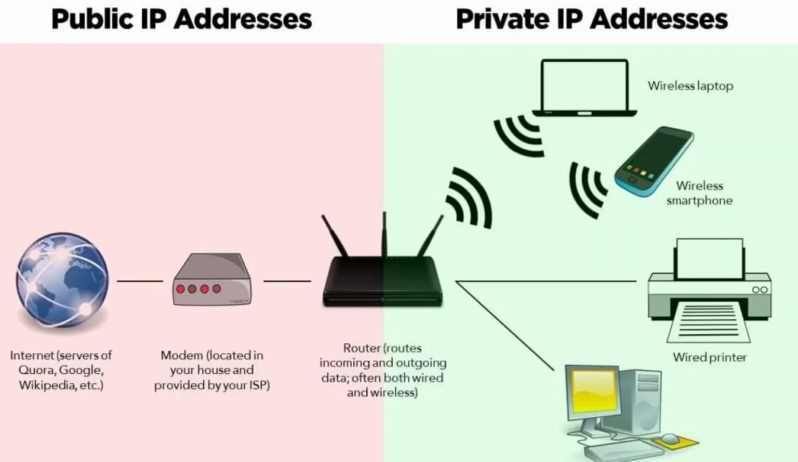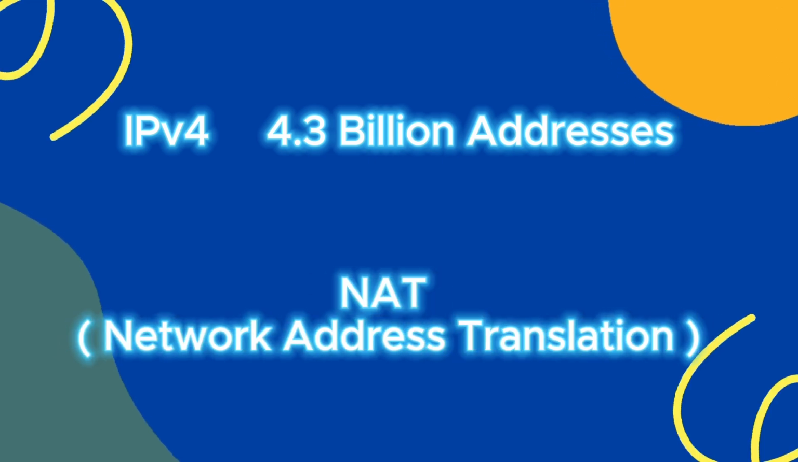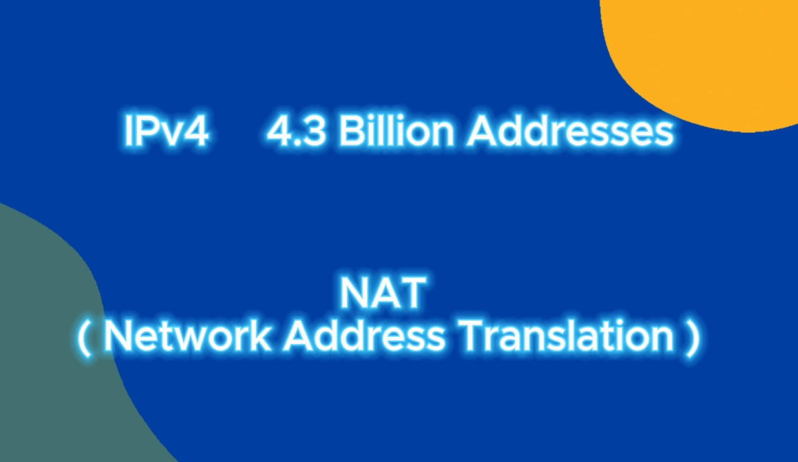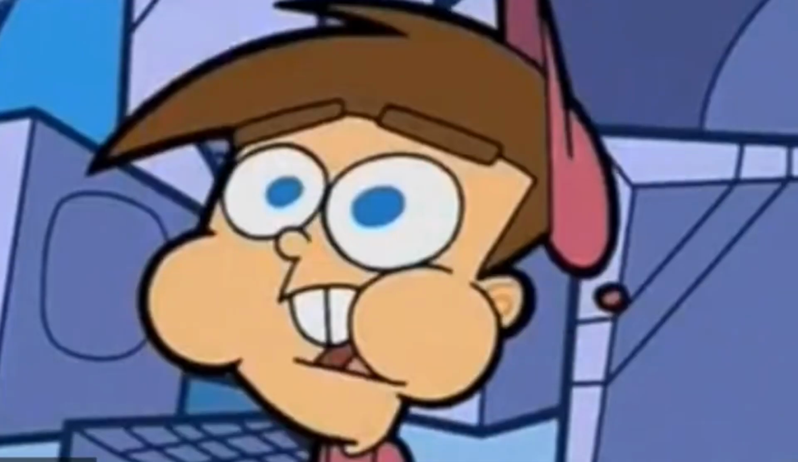There are two types of addresses, public versus private. Public IP addresses are unique, used to communicate over the internet, while private IPs are reused within local networks to conserve the limited number of available IP addresses. IPv4 has only 4.3 billion addresses. If your device has a private IP, a NAT, network address translation, device translates it to a public IP where you can access the internet.